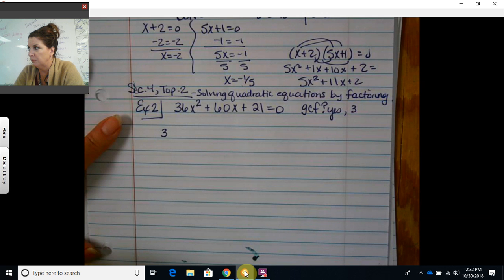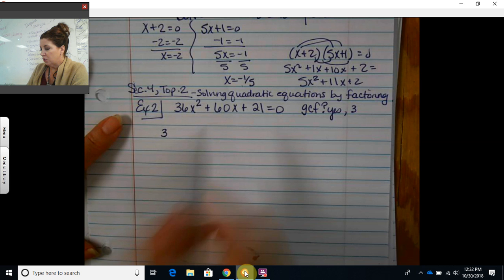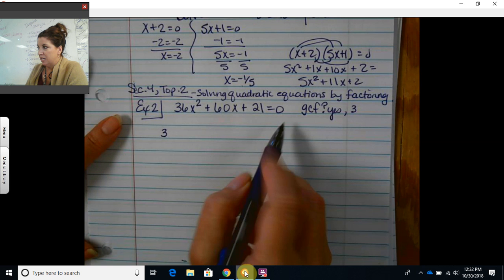So what I've said so far is you want to make sure that your equation is set equal to 0 and in standard form if it's not already, which this one was. If it's not, you need to get it that way before you start doing anything else, okay? The next thing you want to do is look for a greatest common factor. If there is one, you've got to factor it out. So this equation had a greatest common factor of 3, so that's where we are right now.